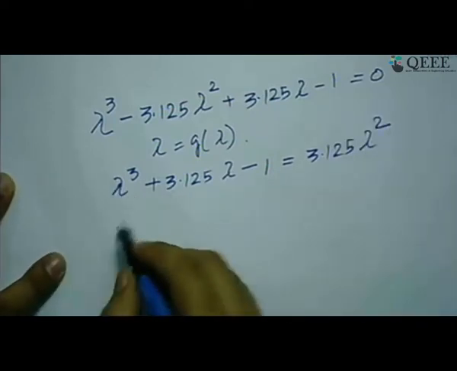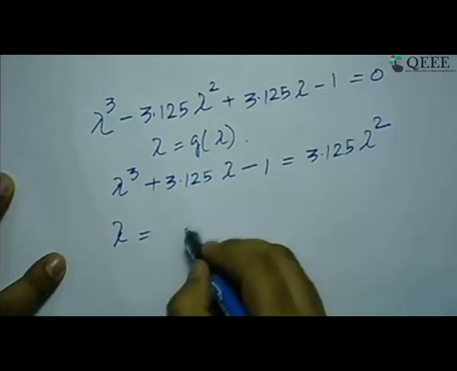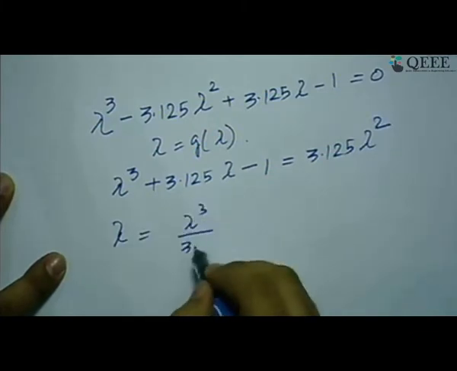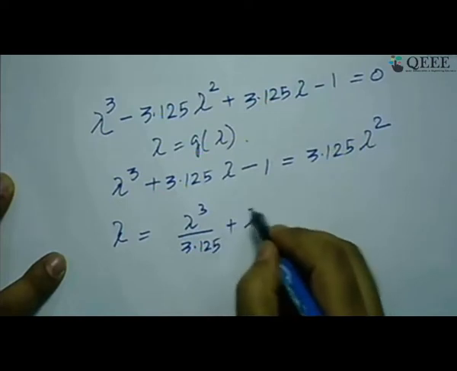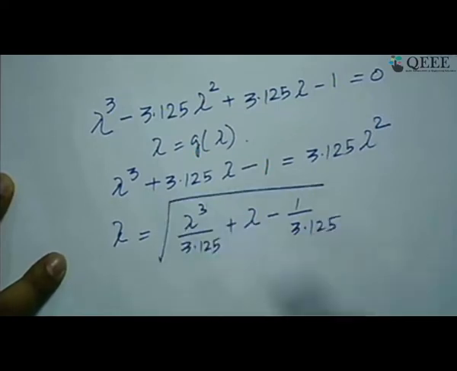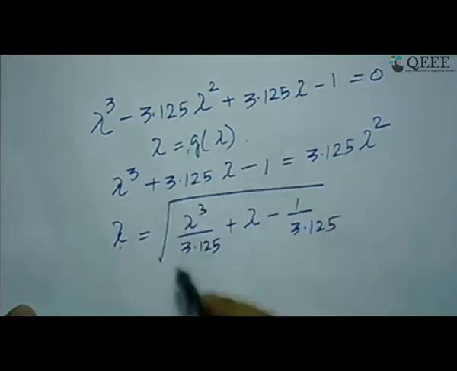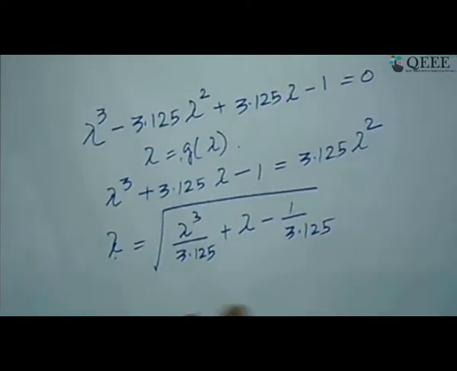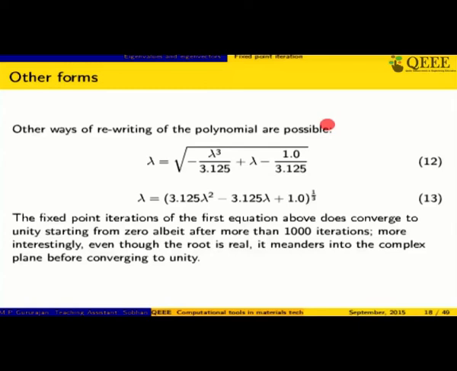So let's divide by this. So lambda equal to lambda cube by 3.125 plus lambda minus 1 by 3.125, right? So this is also in the form lambda equal to g lambda. Then you might think that, in this case, maybe it converges, okay. So this is okay except for a negative sign here. I mean, I don't think there is a negative sign. If you see the slide, I think the expression is okay, but for this negative sign.